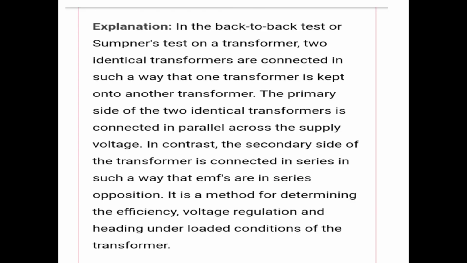Explanation: in the back-to-back test or Sumpner test, two identical transformers are connected in such a way that one transformer is kept opposite to the other. The primary sides of the identical transformers are connected in parallel across the supply voltage. In contrast, the secondary sides are connected in series in such a way that the EMFs are in series opposition. It is a method for determining the efficiency, voltage regulation, and heating of the transformer under loaded condition.